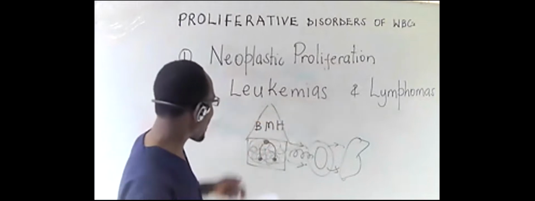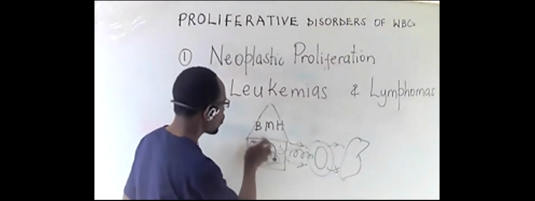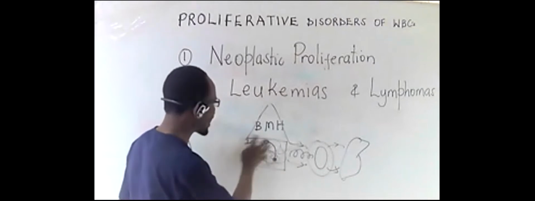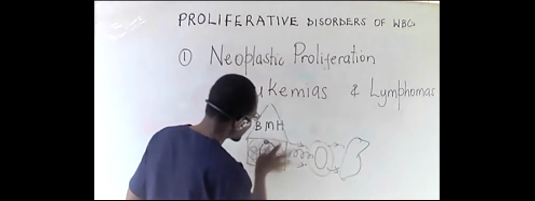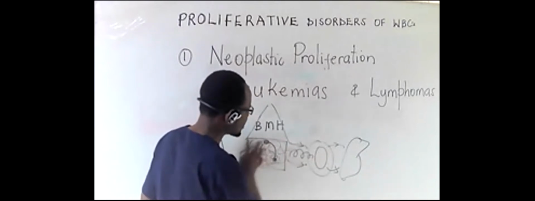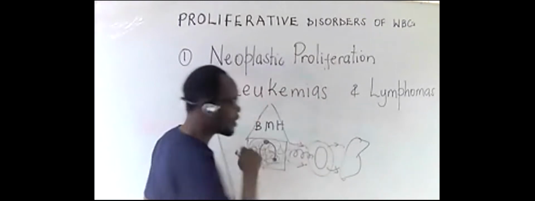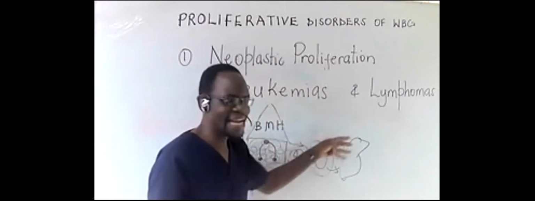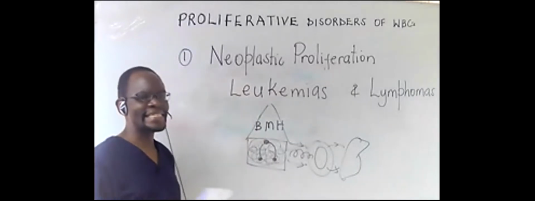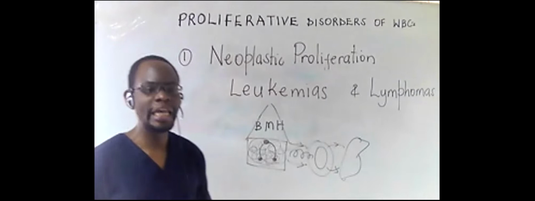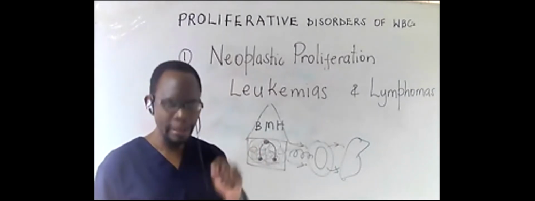So you have excessive formation or excessive division of these precursor cells, which infiltrate or diffusely proliferate in the bone marrow, and eventually infiltrate the blood and other structures. Now, that is the special feature with leukemias.